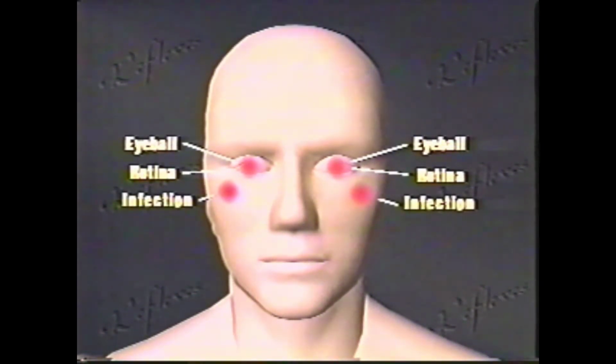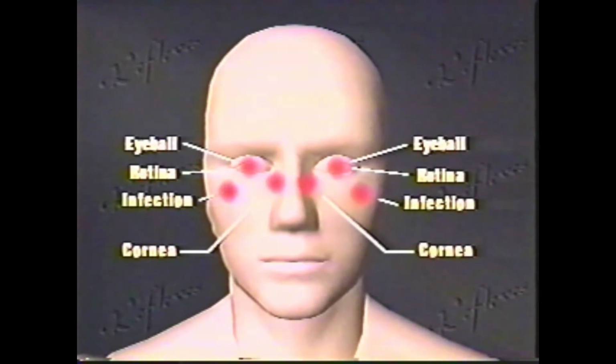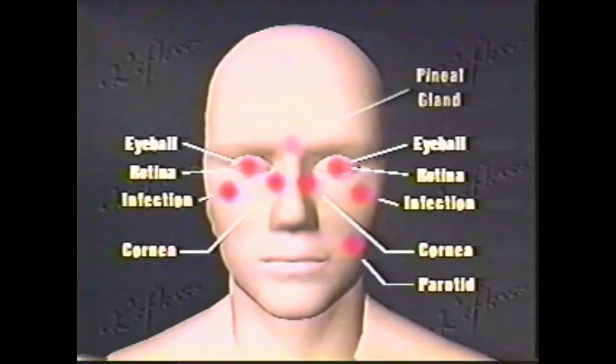The infection reflex is located on the outside corner of each eye, the cornea reflex is located on the side of the nose just below the lacrimal duct, the parotid gland reflex is found at the center of the left cheek, and finally the pineal gland reflex is again located in the forehead between the eyebrows.